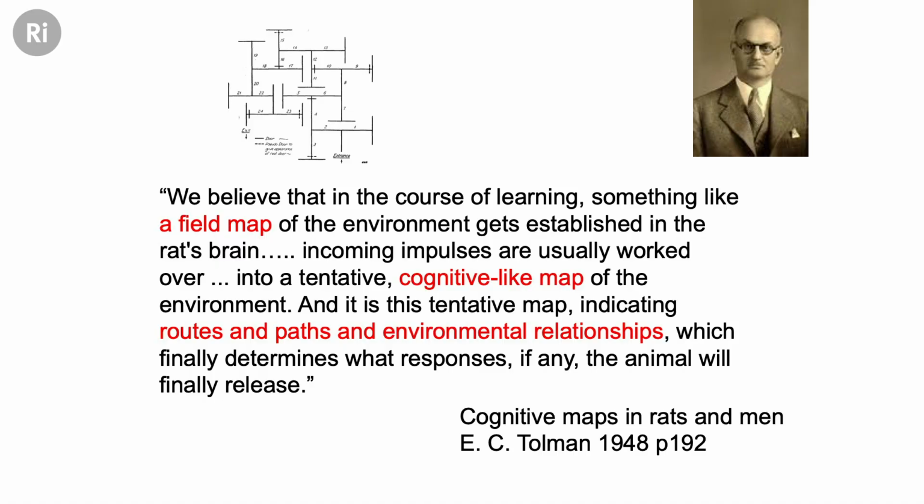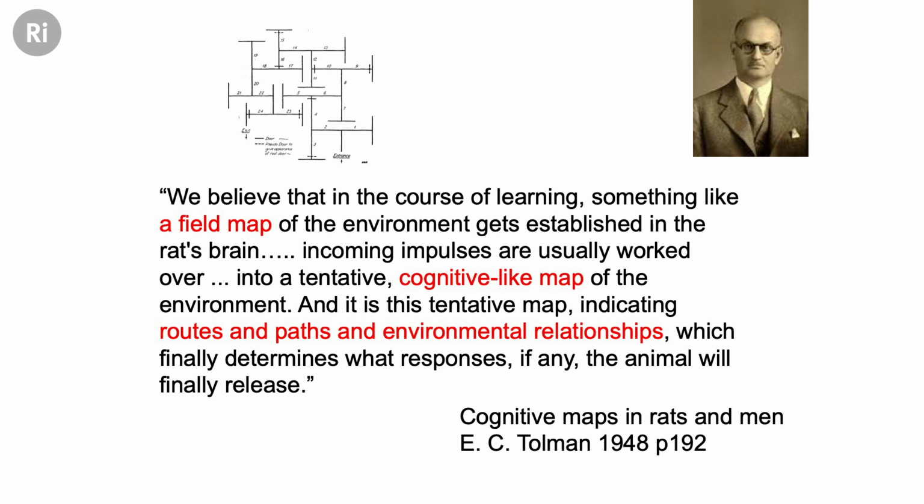But others, primarily on the West Coast, and particularly this man, E.C. Tolman, who was at Berkeley for most of his career, believed that rats had some sort of a more sophisticated cognitive representation of the environment, and they could use that to find their way around.